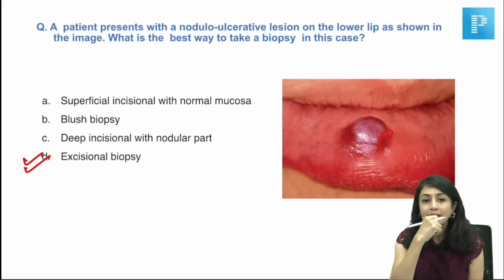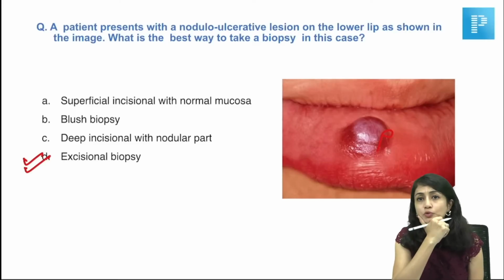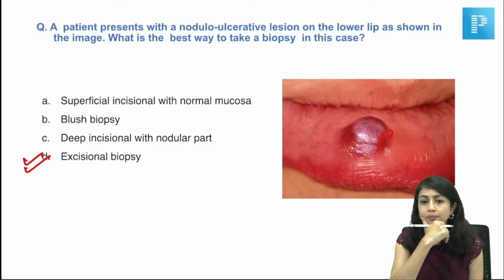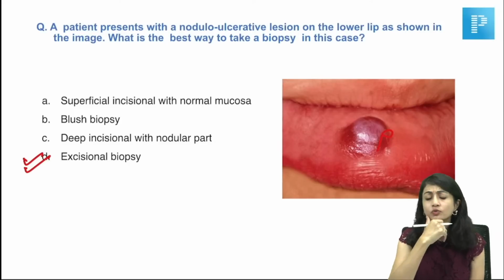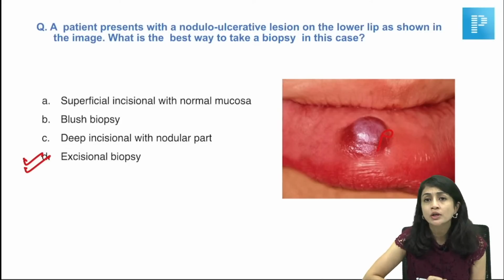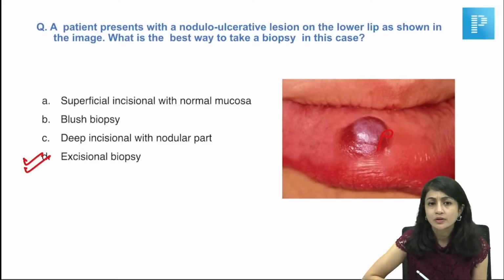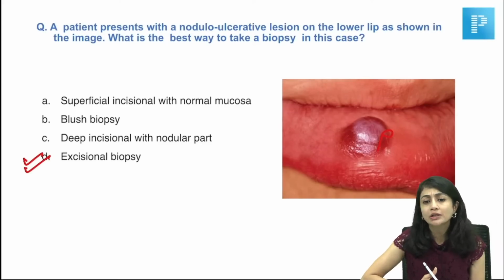Okay, so coming back to the question here, do you guys have any inputs on this question? A patient presenting with nodulo-ulcerative lesions on the lower lip. Did it ask what is the diagnosis? If it asked what's the diagnosis, what were the options that were given to you? Was the image similar? If they had mentioned nodulo-ulcerative lesion, we know that we have to biopsy the complete lesion. We will go for excisional biopsy because we are thinking of a precursor lesion.